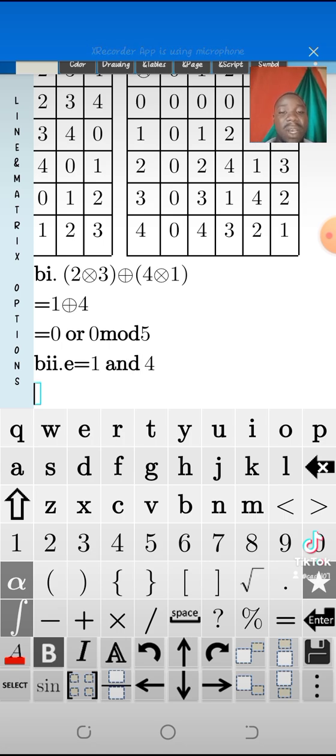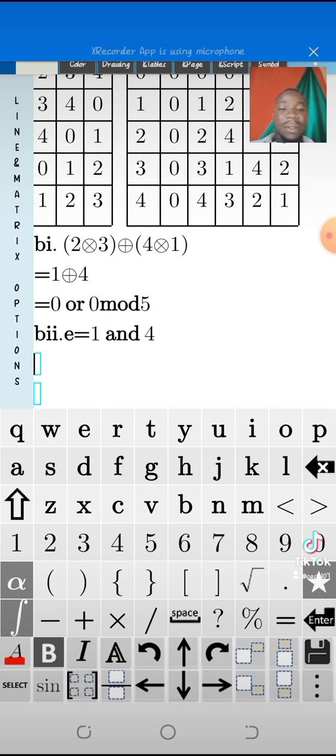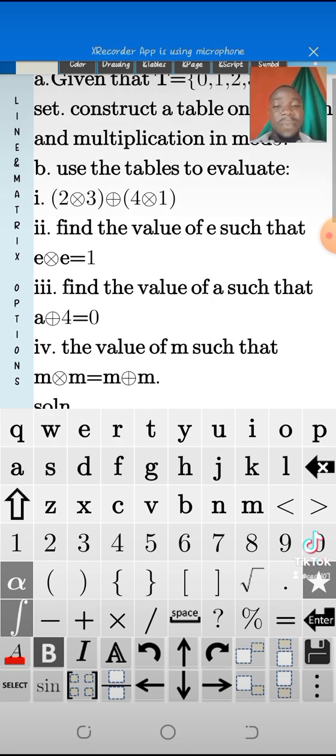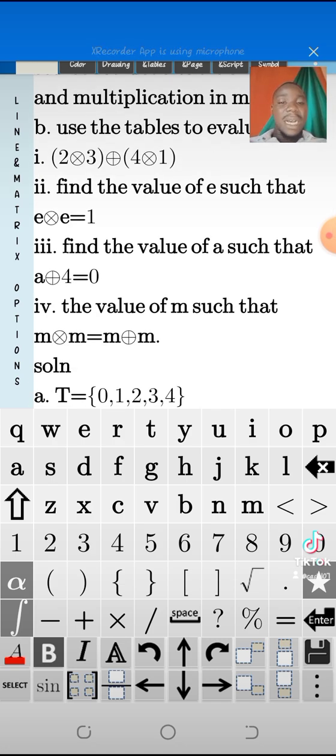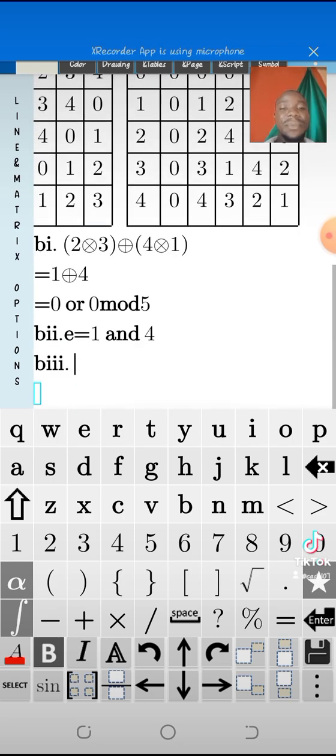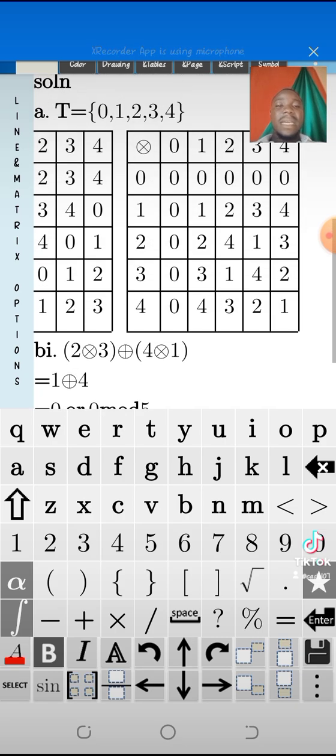Is that okay? So let's look at the BIII now, the third part of B. Okay, so let's see what it says. It says find the value of A such that A plus 4 equals 0. So what you do is you quickly go to the addition table. You look for a point where a number added to 4 gives 0. Is that okay? So let's go to the addition table now to see where we have a situation where a number after being added to 4 gives 0.